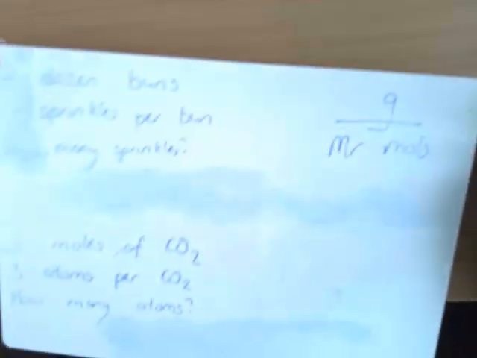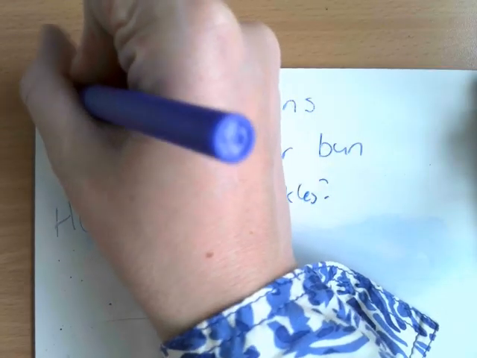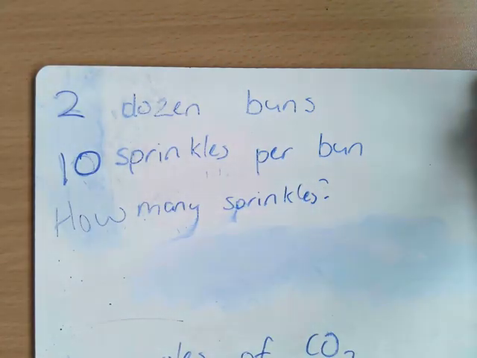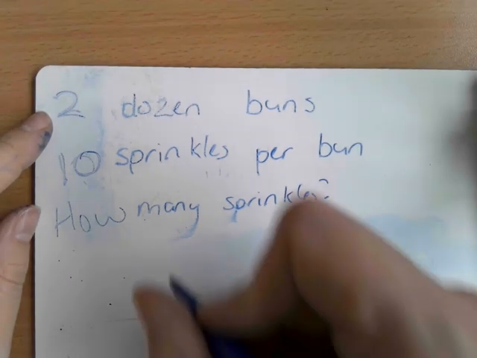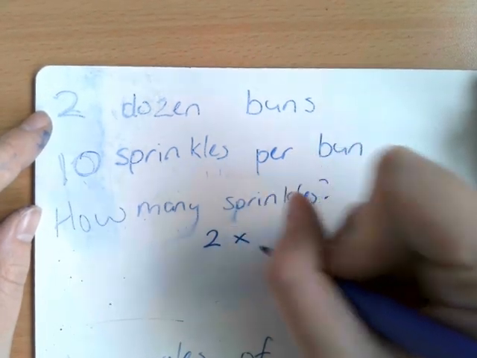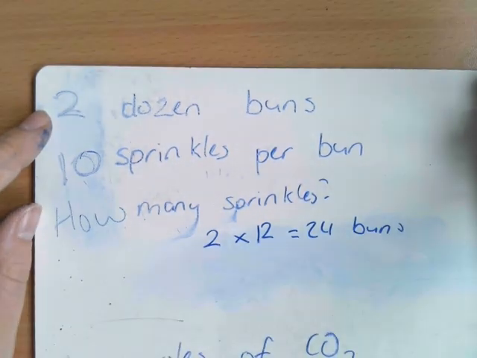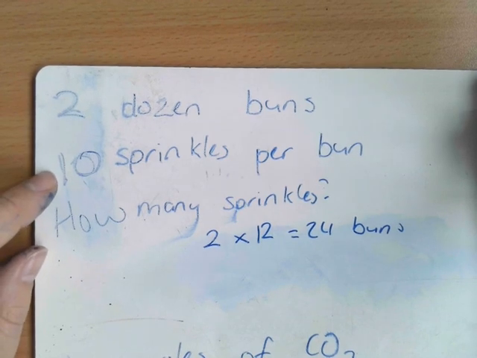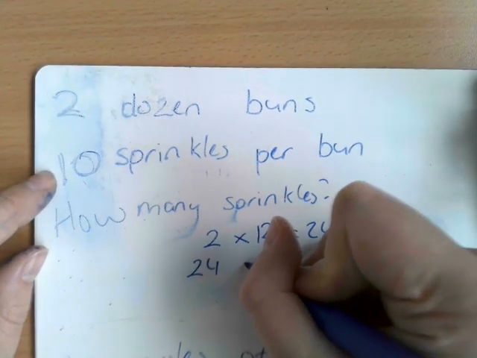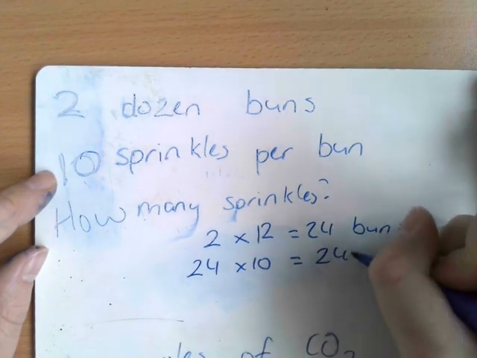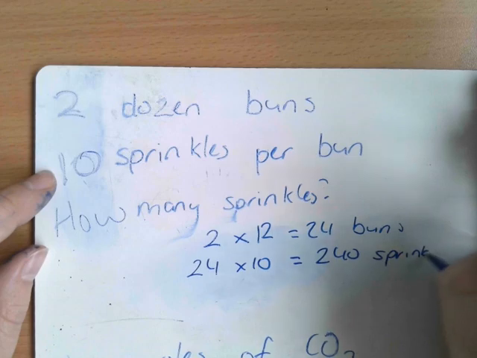There's another way that they ask the question, slightly harder, but we're going to do an example with buns before we do an example with chemistry. So let's say, for example, you had 2 dozen buns, and on each bun you had 10 sprinkles, and you wanted to know how many sprinkles you had in total. You first need to know how many buns you actually have. If you've got 2 dozen buns, the word dozen represents the number 12. You have got 24 buns in total. If each bun has 10 sprinkles, you've got 24 buns, each with 10 sprinkles, you've got 240 sprinkles in total.